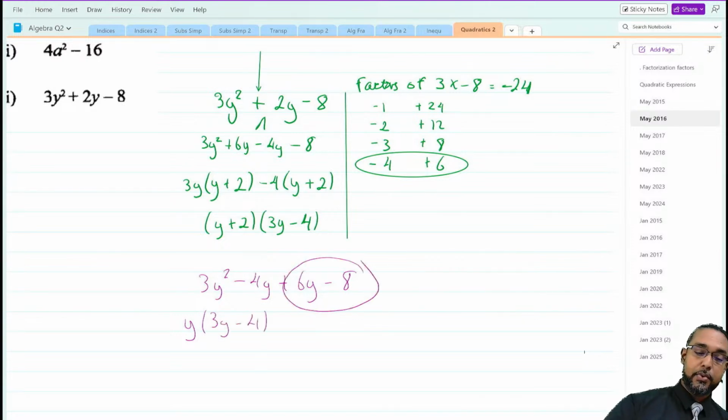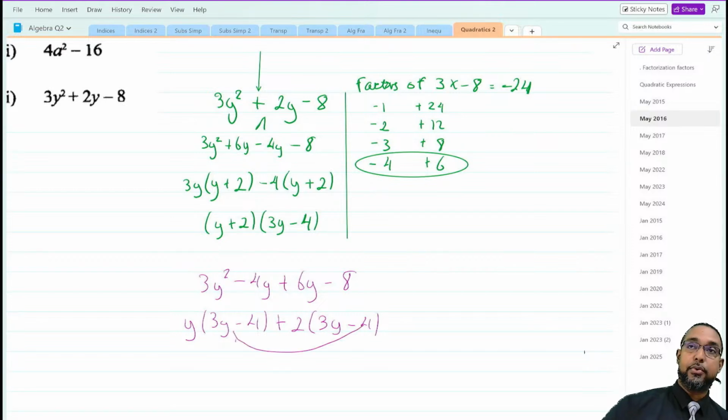Same thing here. Between 6y and 8, only 2 is the common factor. And when you divide, you're again going to get 3y minus 4. But we do get 3y minus 4 both times.